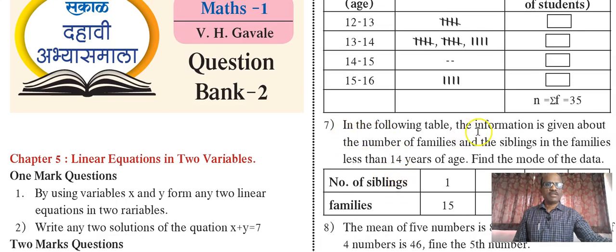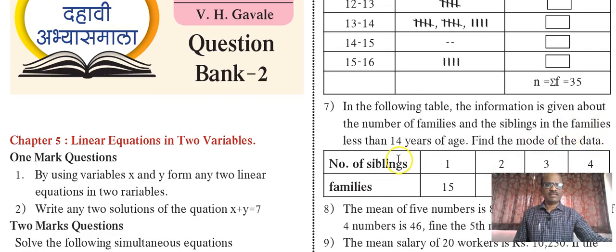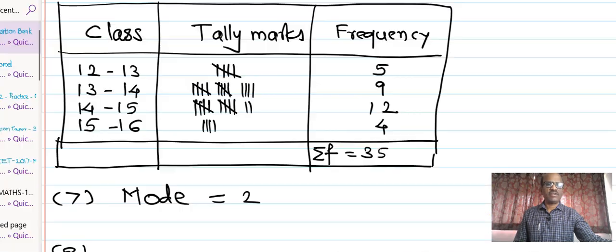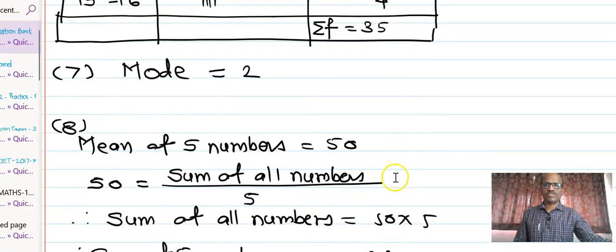In the following table, the observation is given about the number of families and the siblings in the families less than 14 years of age. Find the mode of the data. Now, which number is repeated the maximum number of times? That is 2. It is repeated 25 times. Therefore, mode is 2.